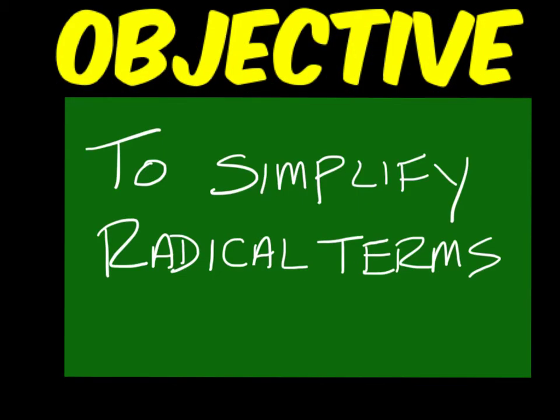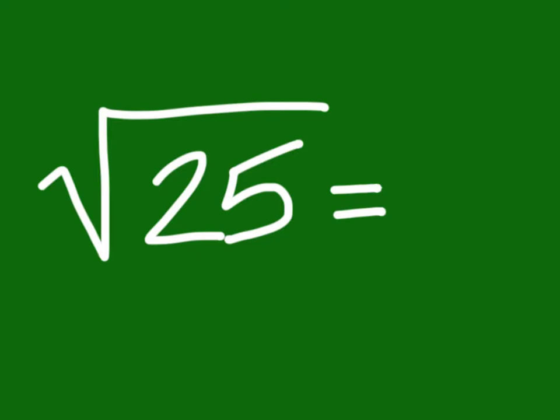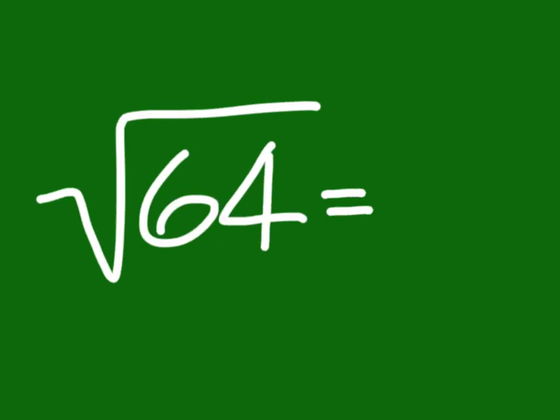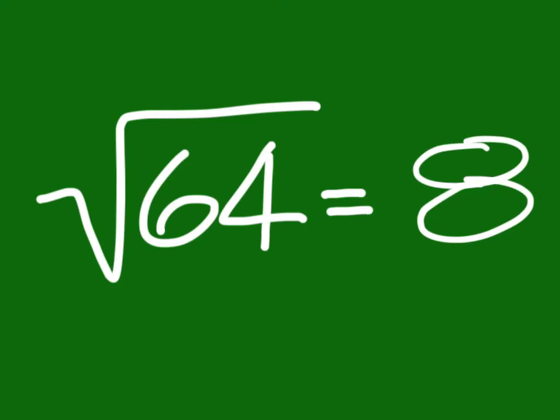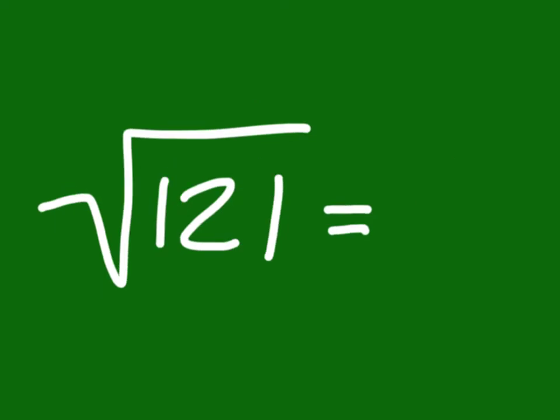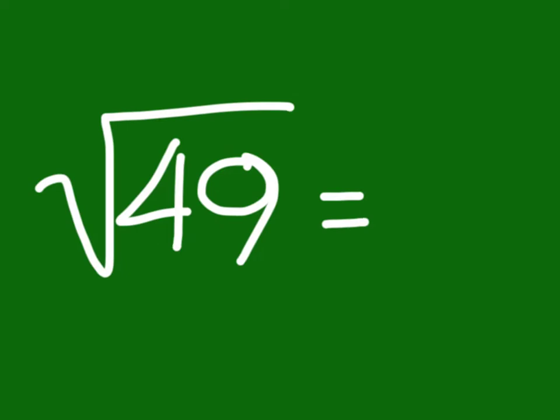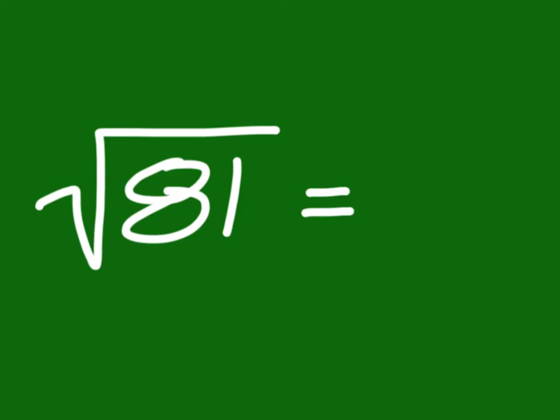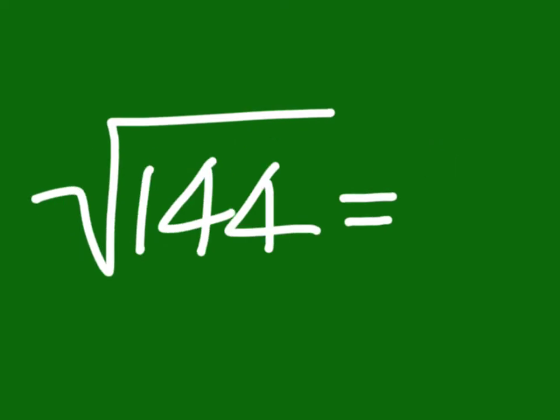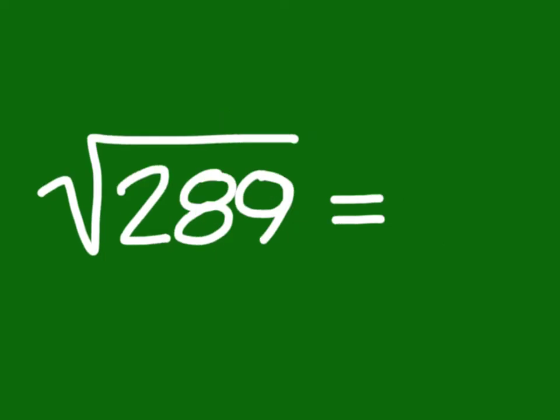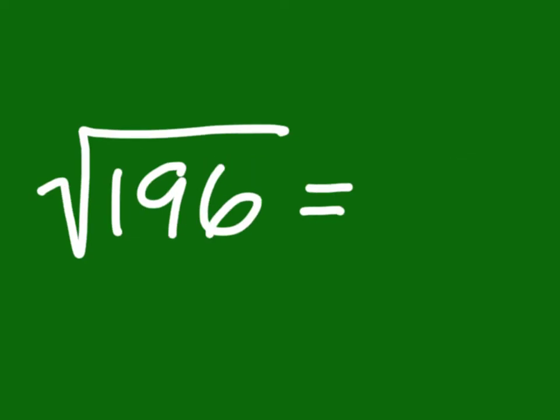Objective today is to simplify radical terms. Here's a quick review. The square root of 25 is 5. Square root of 64 is 8. Square root of 121 is 11. Square root of 49 is 7. Square root of 81 is 9. Square root of 144 is 12. Square root of 289 is 17. Square root of 196 is 14.